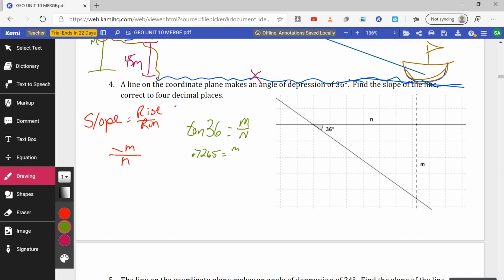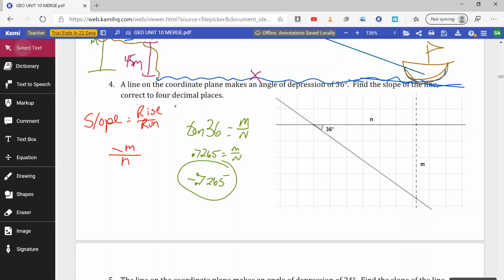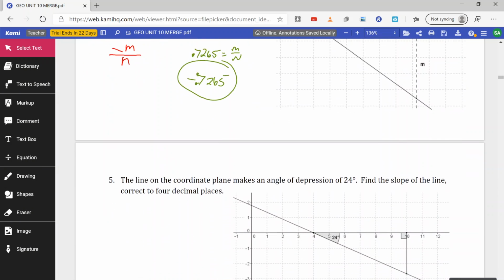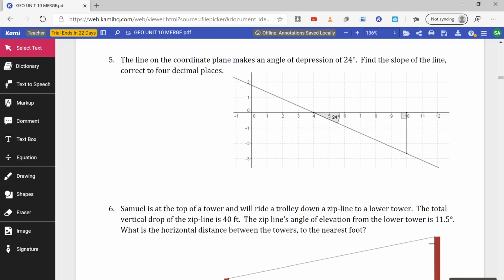And that is equal to M over N. But I need negative M over N. So all I have to do is change this from positive 0.7265 to negative 0.7265. So that would be the slope in terms of our coordinate plane here. Now, number 5, line makes an angle of depression of 24 degrees.